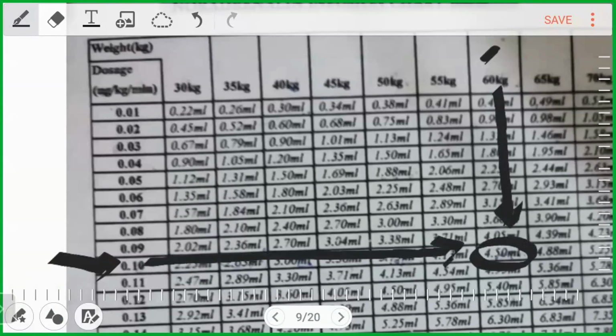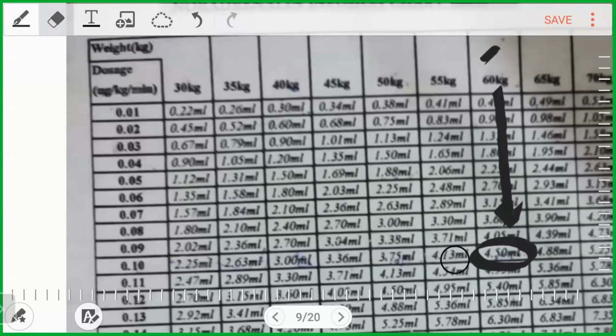You get 4.5, right. If you don't want to calculate, if you have such a graph. Sometimes you don't have such a graph, also you don't have such a syringe pump, so therefore manual calculation should be there. So this is the way that you can do the manual calculation. Anyhow, if you have a graph like this, there is no need to calculate those things, right?